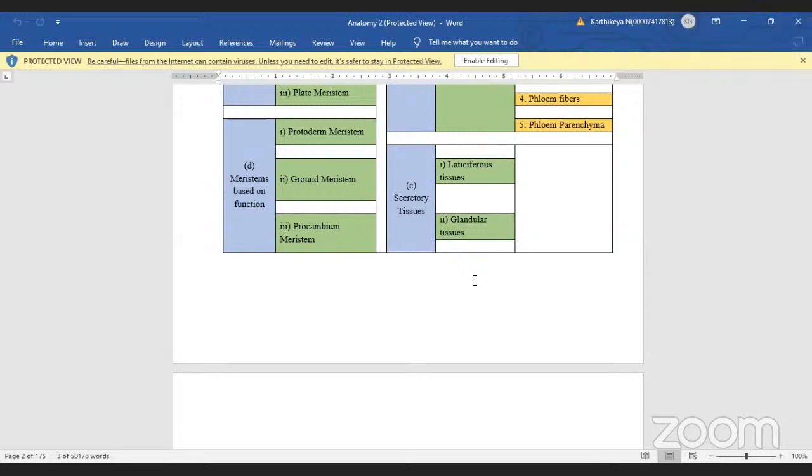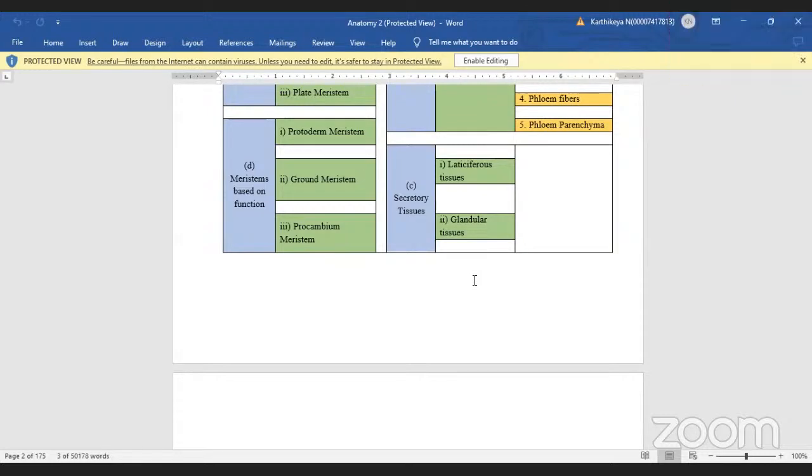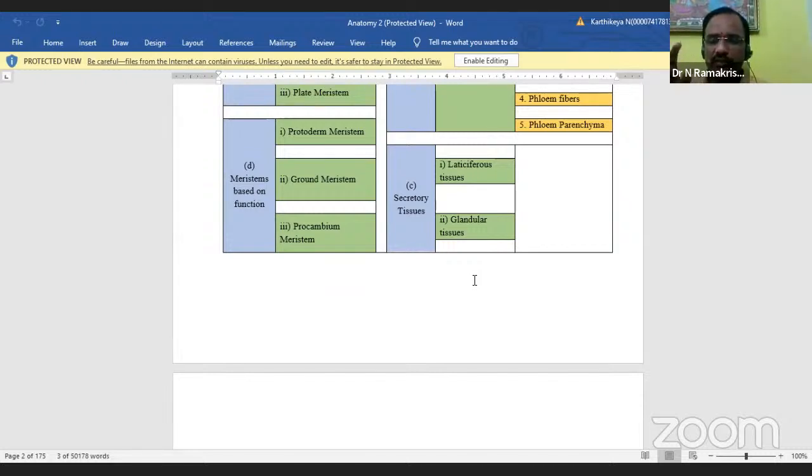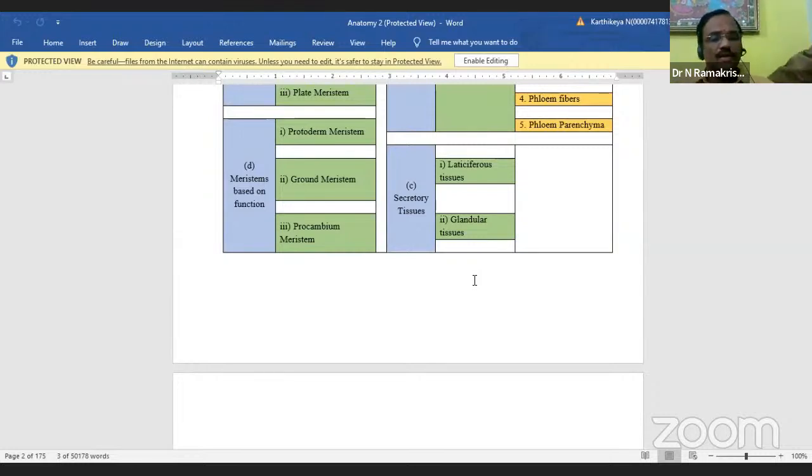So next point: nectar glands. You know the nectar glands? They secrete sugary solutions called nectar. The nectar attracts insects for pollination. The insects promote cross pollination.